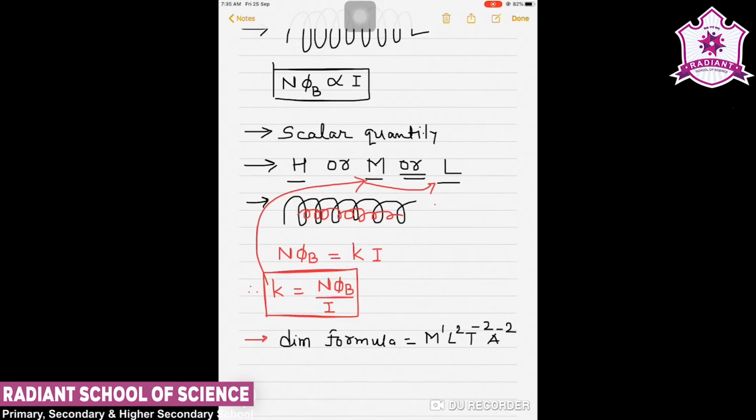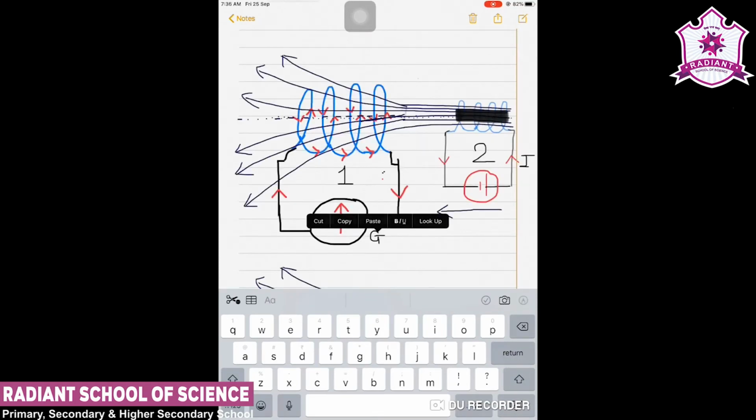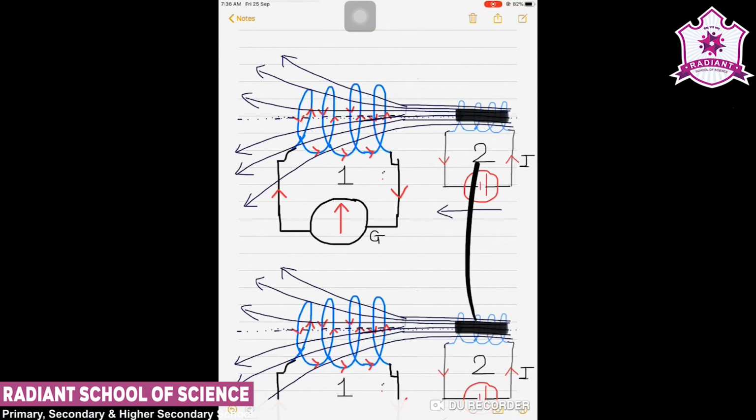It is given by M1 L2 T minus 2 A minus 2. It is easy to derive. We can say that flux has the dimensional formula that we have already seen in chapter number 1 also, that is M1 L2 T minus 2 A minus 1, and current I has the dimensional formula A1.